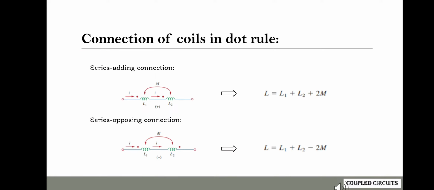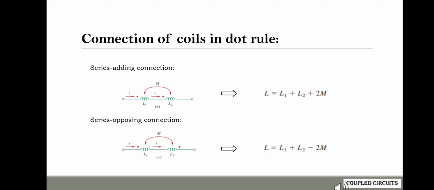Now we'll see connection of coils in dot rule. Series adding connection. In this simple circuit, current is entering the dotted terminal of the first inductor and the current is entering at the dotted terminal of the second inductor. Hence, we'll get the formula. The total inductance of the circuit is equal to self-inductance of inductor 1 plus self-inductance of inductor 2 plus twice the mutual inductance between two coils.